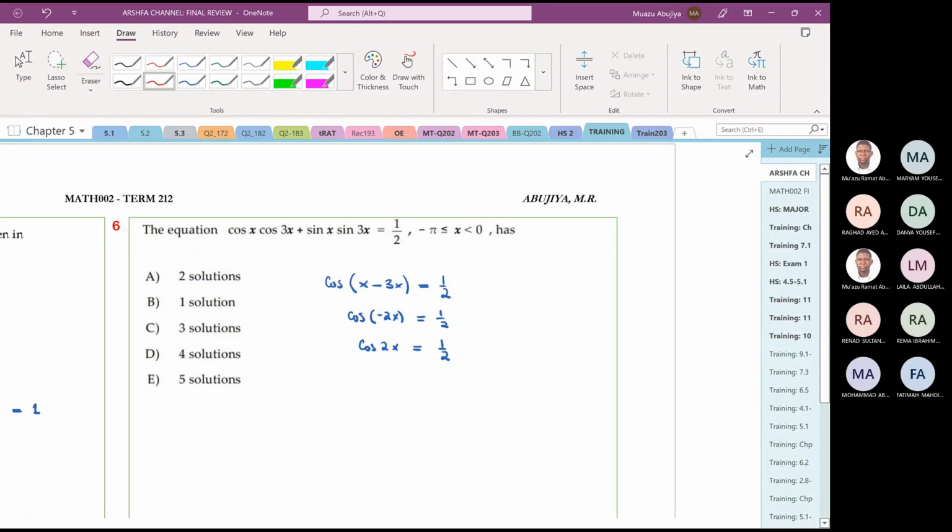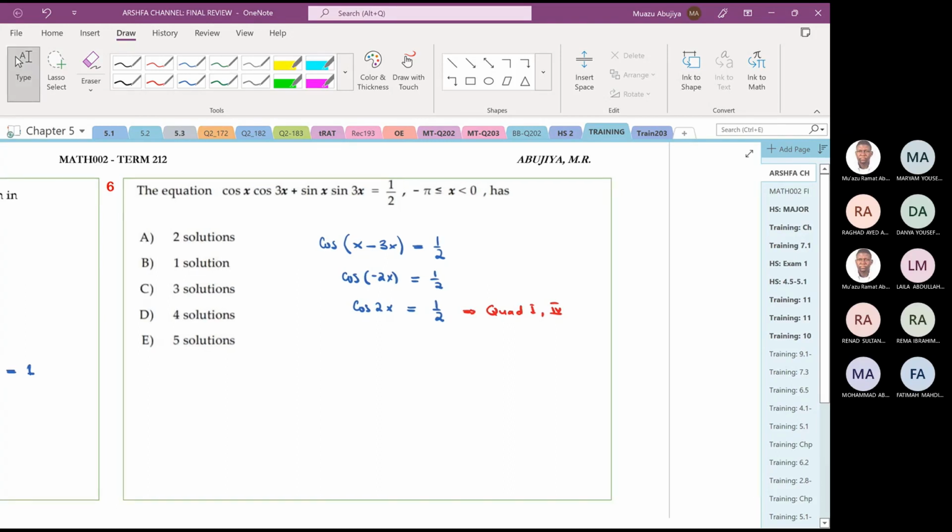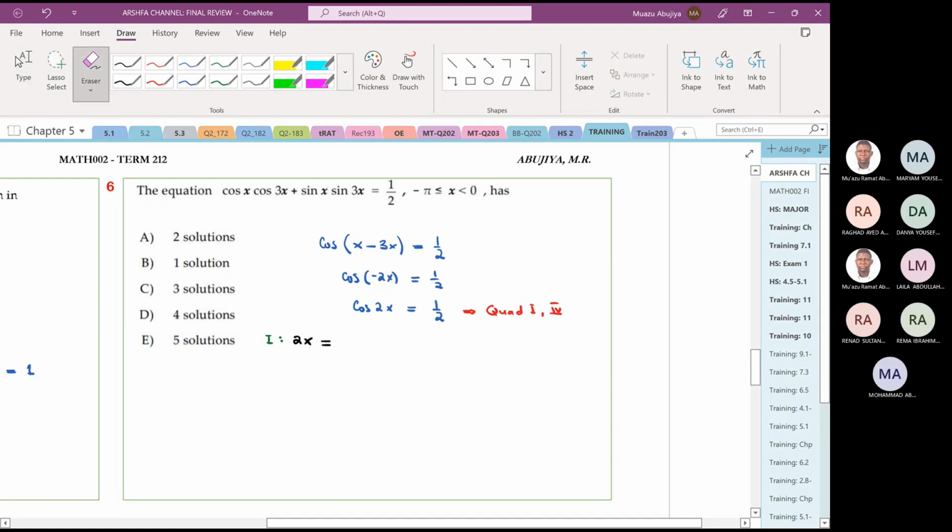Now we can see that we have this one to be positive. Cosine is positive only in quadrant number 1 or in quadrant number 4. So we are going to find the answers in 2 quadrants. So let us get started. In quadrant number 1, what should be our answer? Here we have 2x to be equal to, now the famous angle that gives us cosine to be equal to a half, that is going to be 60 degree. We can write it as pi over 3, or you can say 60 degree.